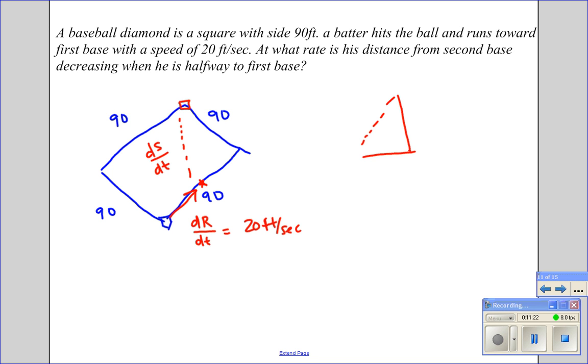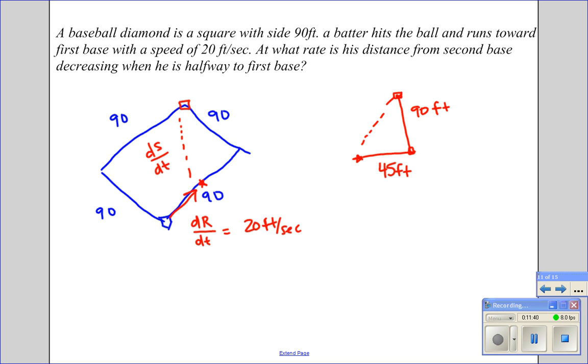All right, so here's my base path from first to second. What will be the length from first to second? Well, they told us that it was 90 the whole way around. If he's halfway to first base, that means that he's 45 feet away from first base.